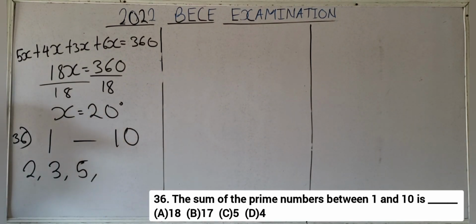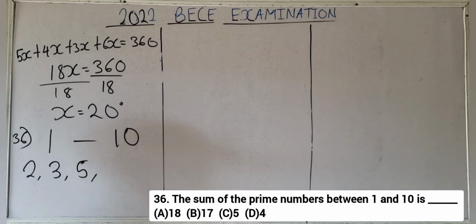Okay, let us check 6. Is 6 a prime number or not? 6 is not a prime number. Why? Because a prime number is only divisible by itself and 1. Yes, 6 is divisible by 1, but there are other numbers that can divide 6, such as 2 and 3. 6 divided by 2 will give us 3. 6 divided by 3 will give us 2. So 6 cannot be considered a prime number.